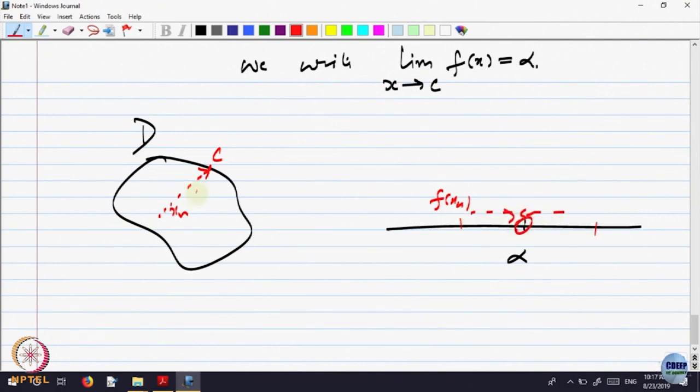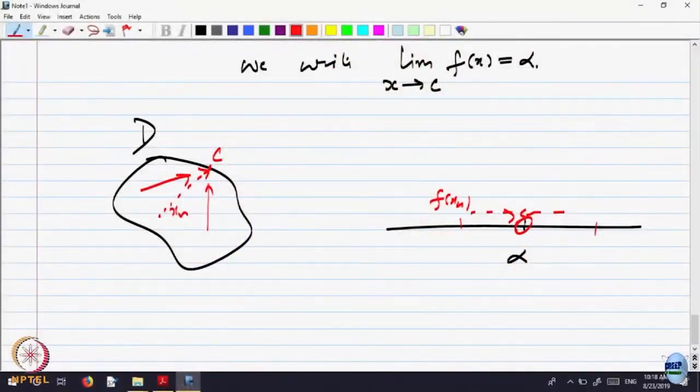And you see, in Rn there could be many ways of approaching c, there could be many paths, right? But whichever way xn is converging, we know how xn converges: the magnitude of xn minus c goes to 0, the distance goes to 0, right? So the path is not important, it is the closeness which is important, right?